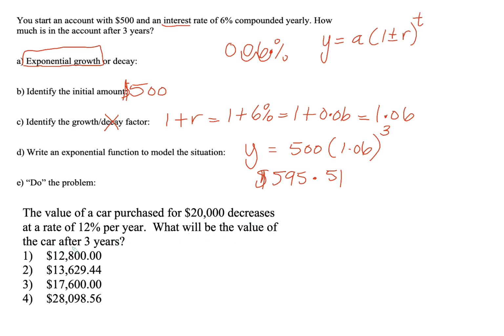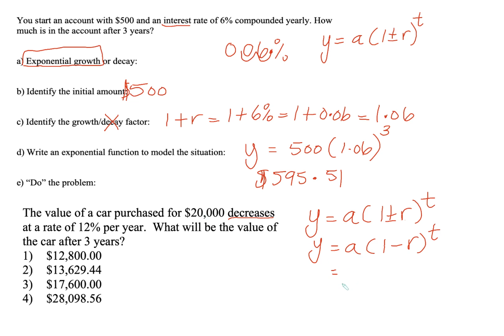It says here the value of a car purchased for $20,000 decreases at a rate of 12% per year. What will be the value of the car after 3 years? So we know that it's going to be y equals a times 1 plus or minus r raised to the t. Is this a growth or a decay? Now, because of the word decrease, it indicates that it's going to be a decay. So it's going to be y equals a times 1 minus r raised to the t.